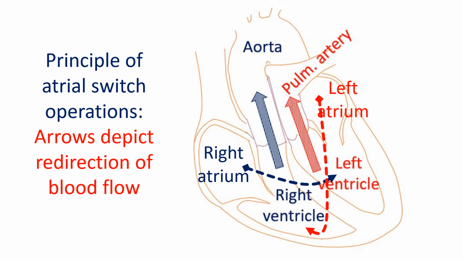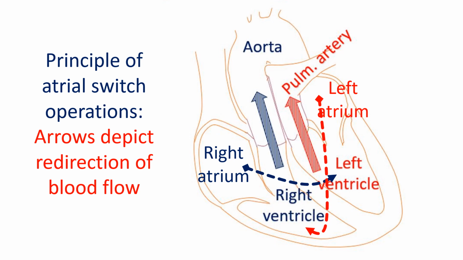Prior to that, transposition of great arteries was treated by switching the systemic and pulmonary venous return to the opposite side to functionally correct the transposition. These were called atrial switch operations. The first one, known as Senning operation using atrial flaps, was described in 1957. The second one was Mustard operation using pericardium, described in 1963.